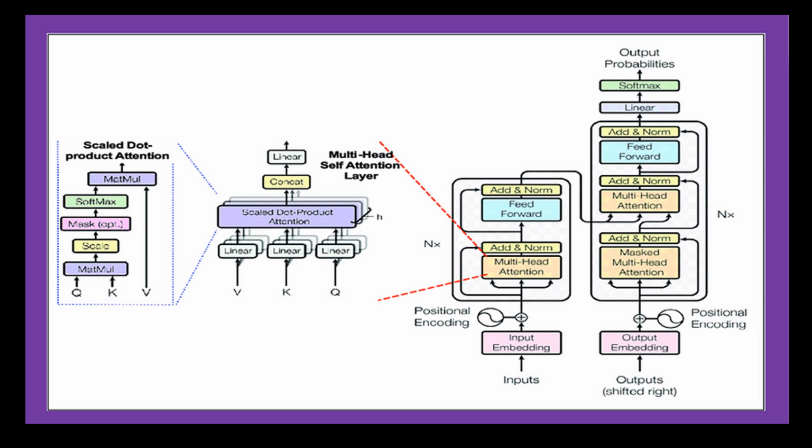Then comes key, query, and value vectors. So for each word in the input sequence, three separate fixed-length vectors known as the key, query, and value vectors are generated. These vectors are derived from the input embedding using linear transformation. Then comes self-attention mechanism. Now, self-attention mechanism computes a weighted sum of the value vectors based on the similarity between the query vector and the key vector. And this allows the model to selectively attend to different parts of input sequences when computing the representation for each word.